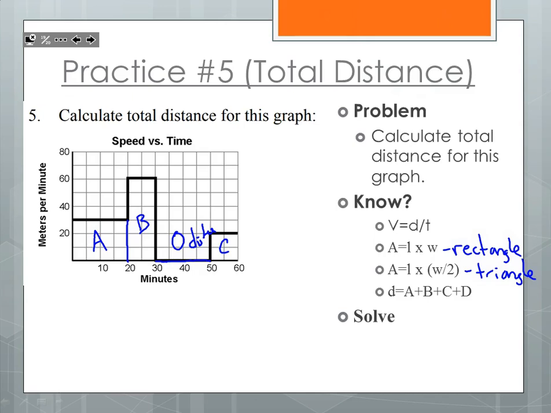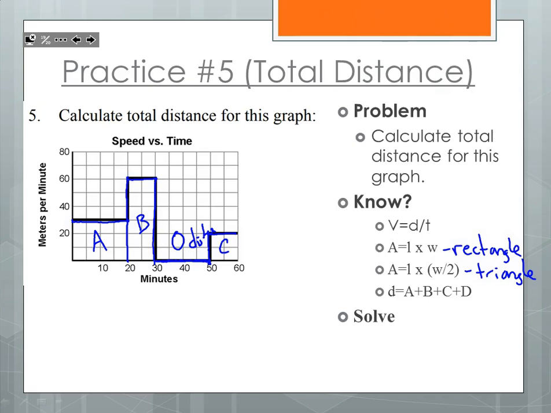He didn't go anywhere. He stayed at his destination. So what he did is he traveled at 30 meters per minute for 20 minutes. I'm sorry, I didn't even look at my unit. He increased his speed to 60 meters per minute for 10 minutes, and then came to a complete stop for 20 minutes, got back on his bike or whatever, picked his speed back up to 20 meters per minute for 10 more minutes.